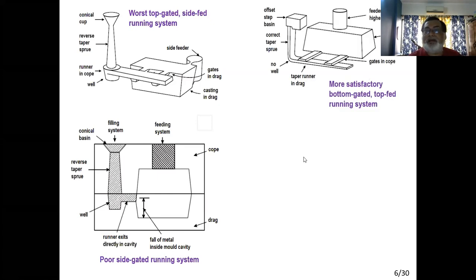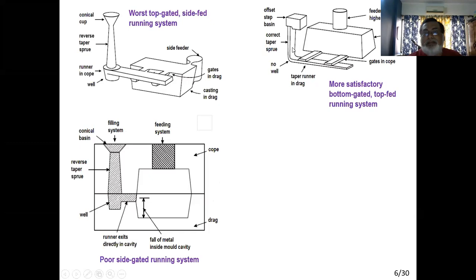And this is the satisfactory bottom pouring system. So instead of a conical cup, a pouring cup, we use a pouring basin. This is called a pouring basin. Then instead of a round sprue, we use a rectangular sprue. There is a well at the bottom of the sprue, then a horizontal channel which is the runner. On top of it is a gate, and liquid metal enters through the gate at the bottom of the mold cavity, and liquid metal goes up.